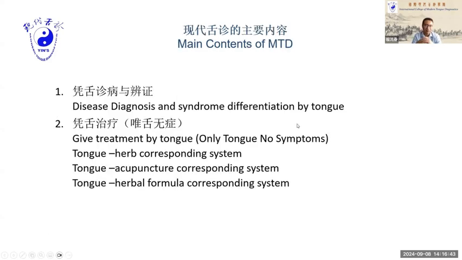The main content of MTD is disease diagnosis and syndrome differentiation by tongue reading. And we also give the treatment by tongue only, no symptoms. It includes the tongue herbal corresponding system, the tongue acupuncture corresponding system, and the tongue herbal formula corresponding system.